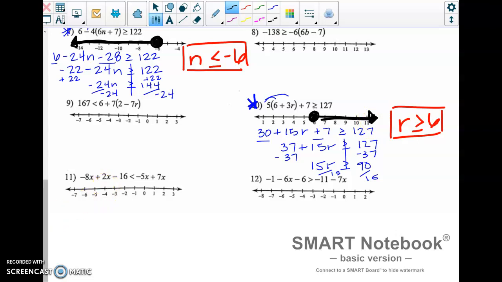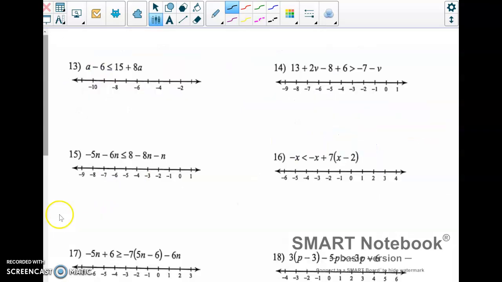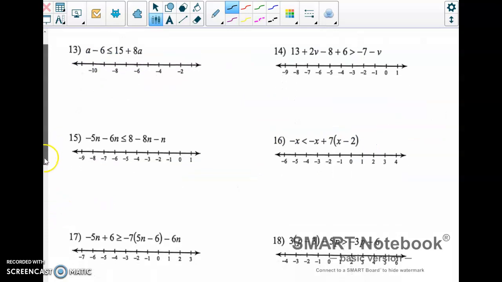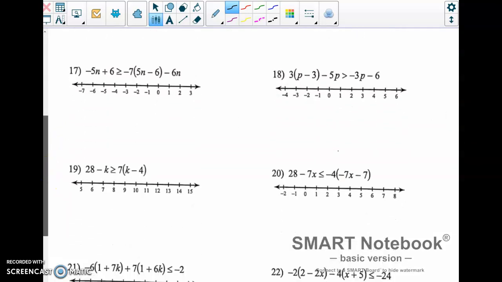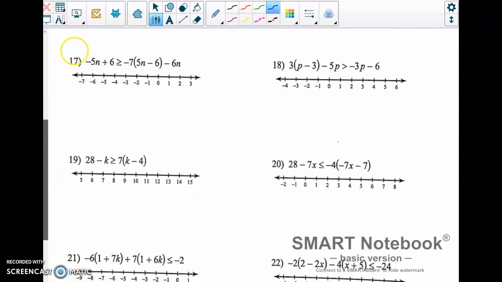Okay, let's do one with all the things. So let's look on the back. Let's do number 17. Why don't you give number 17 a try, then pause the video and come back and see if you got that one right.